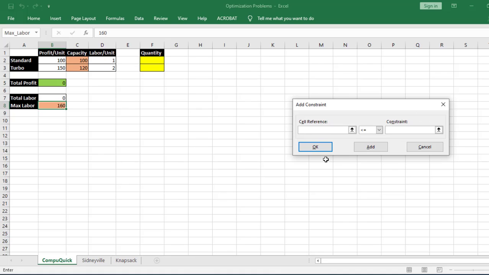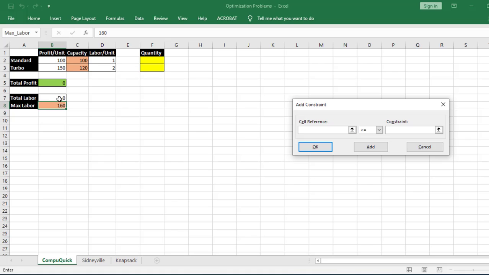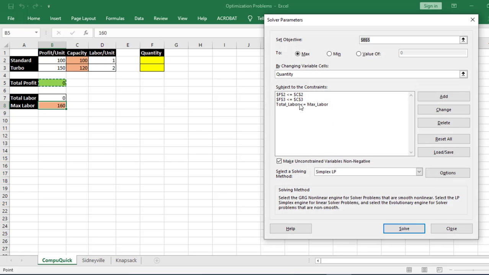The third one, guys, is that if you go back to this document, x1 plus 2x2, which is the labor hours, should be less than the maximum labor hour, which is 160. So basically, it is this one, and this should be less than this one. And then I'm gonna click on OK. If you click on OK, guys, you're gonna see the three constraints that we indicated in our mathematical algorithm. Now, do you have to make your variables non-negative? Yes, of course, they are positive.